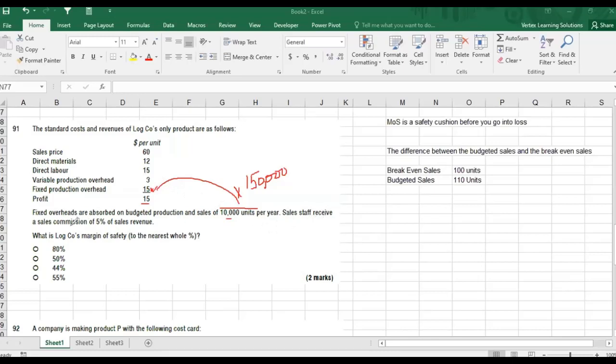Sales staff receive a sales commission of 5% of sales volume. They take 5% straight from sales. That's a very huge thing. What is Log's margin of safety to the nearest whole?